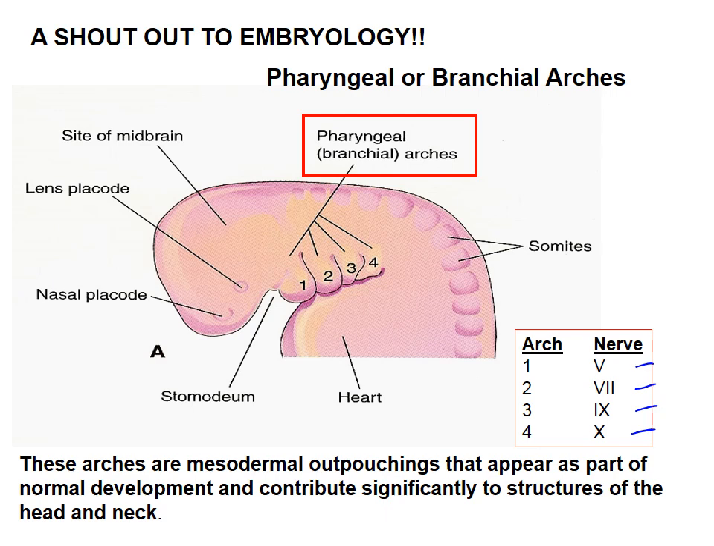Just note that nerve number 5, or the trigeminal nerve, comes from branchial arch 1. Nerve number 7, or facial, comes from branchial arch 2. Nerve number 9, or glossopharyngeal, comes from branchial arch 3. And nerve 10, or the vagus, comes from branchial arch number 4.